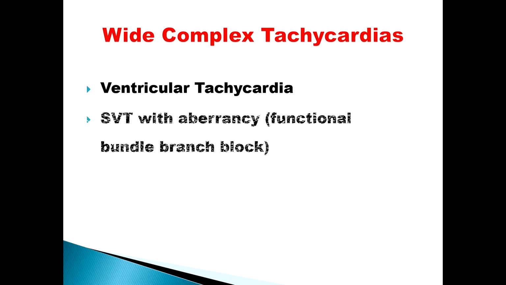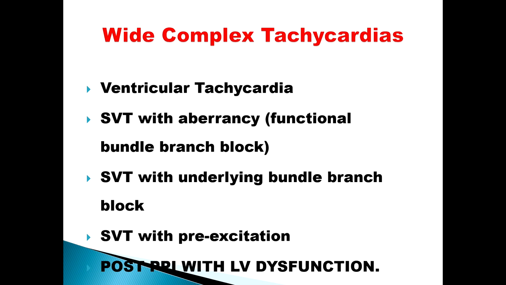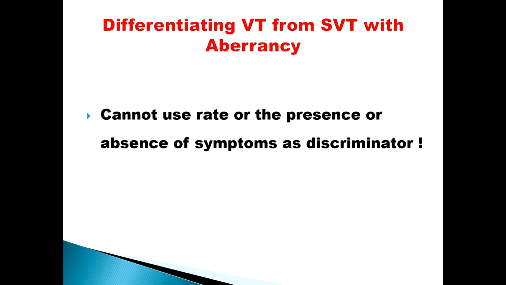So, wide complex tachycardia, for all practical purposes, approximately 2/3 to 75% patients have ventricular tachycardia, and apart from that, SVT with aberrancy, SVT with underlying bundle branch block, SVT with pre-excitation. In antegrade conduction, when there is pre-excitation, the pathway directly conducts from the atria to the ventricle, then you will have the wide QRS. So these are even pacemaker patients. A lot of pacemakers are being implanted nowadays. These patients, once they have tachycardia, they will have wide complex. Then you have to be watchful for the pacemaker spikes. So rate or presence, absence of symptoms may be discriminated, but always not helpful.